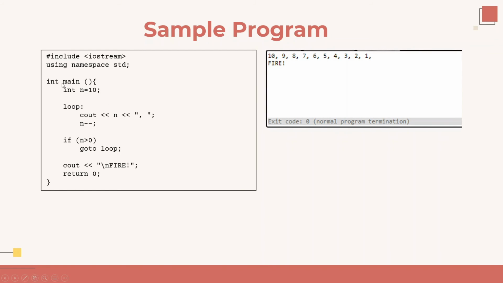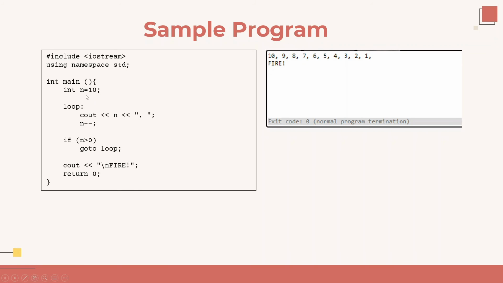First, we declare that the value of n is 10. And then this is the label. The label is loop. And then the argument is cout n, comma, and then n minus minus. If n is more than 0, go to loop. So this program will jump to the loop label, and then cout fire. And on the right side, you can see the result.